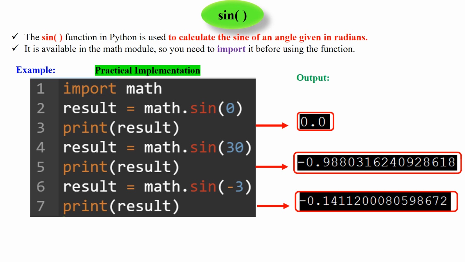The result will be approximately minus 0.141120008059867. Negative angles are allowed, and the math.sine function will calculate the sine accordingly.